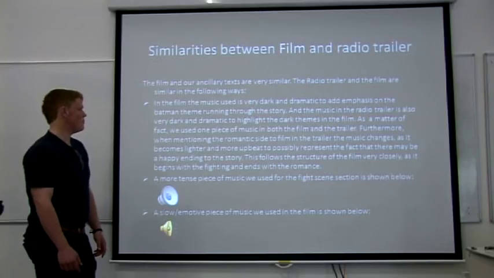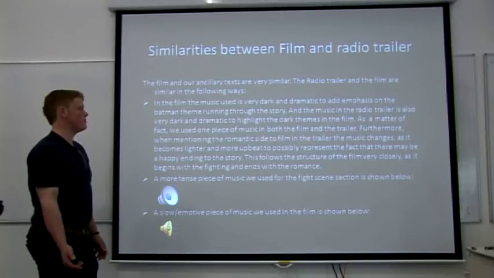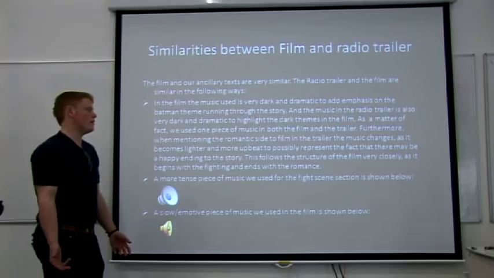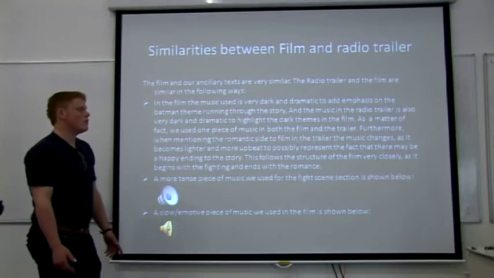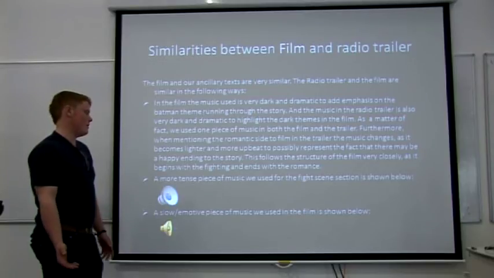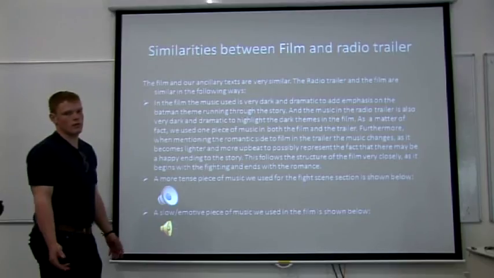Furthermore, when mentioning the romantic side of the film in the trailer, the music changes as it becomes lighter and more upbeat, possibly to represent that there is a happy ending at the end of the story. This follows the structure of the film very closely, as it begins with the fighting scenes and ends with the romance. The 10th piece of music used in the fight scene section is shown below.